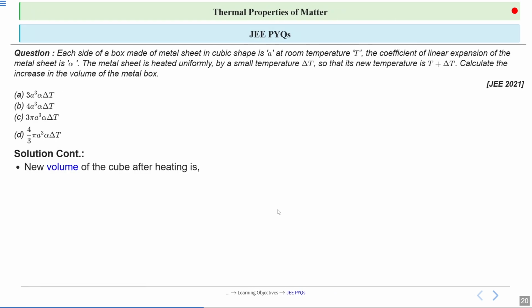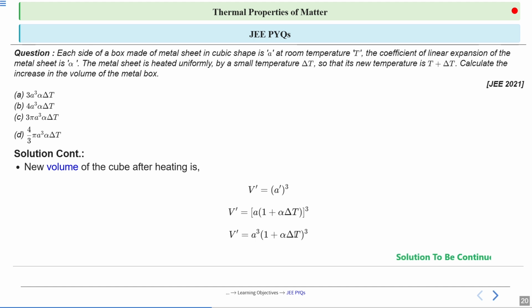The new volume of the cube after heating is V prime equal to the cube of A prime, because A prime is the new side length of the cube after heating. So V prime equals the cube of the side, that is A into 1 plus alpha into delta T, whole cube. So V prime equals A cube into 1 plus alpha into delta T, whole cube.